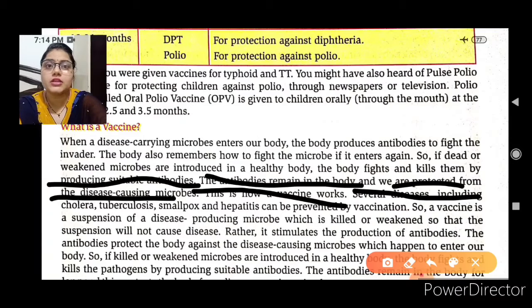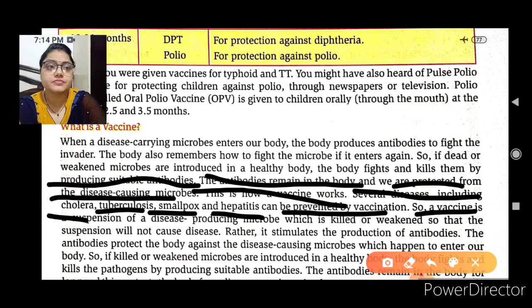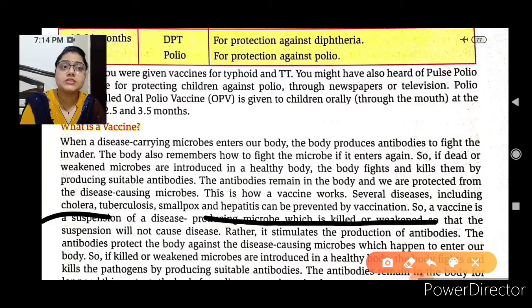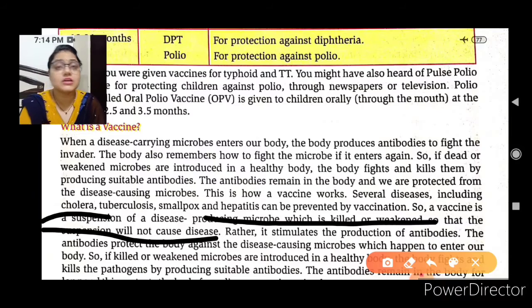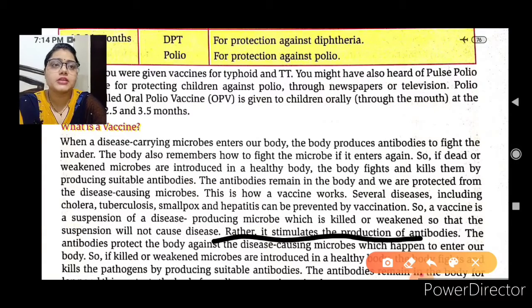Several diseases including cholera, tuberculosis, smallpox and hepatitis can be easily prevented by vaccination. A vaccine is a suspension of a disease-producing microbe which is killed or weakened so that the suspension will not cause the disease. It protects our body from such microbes, and it stimulates the production of antibodies.